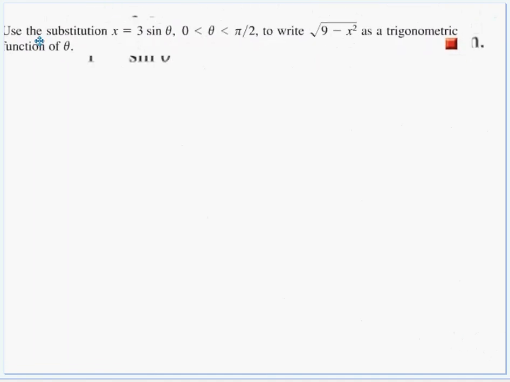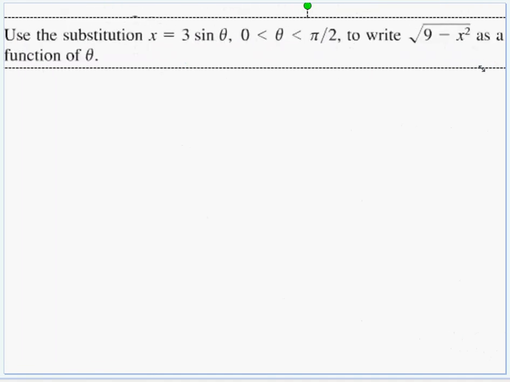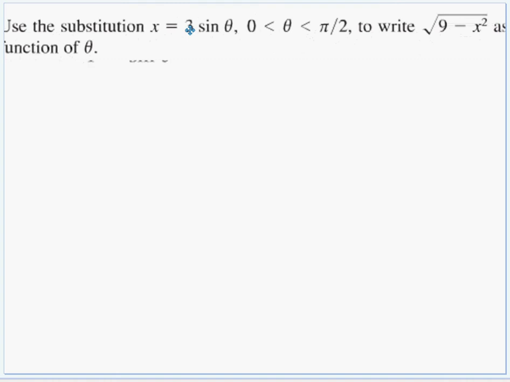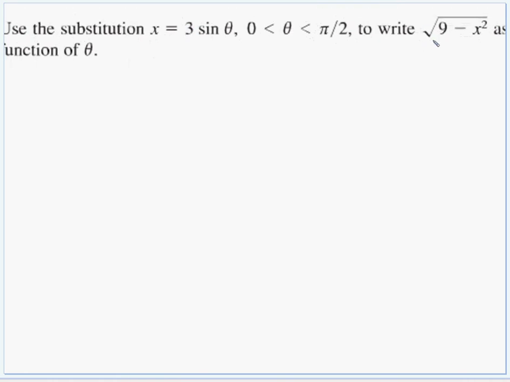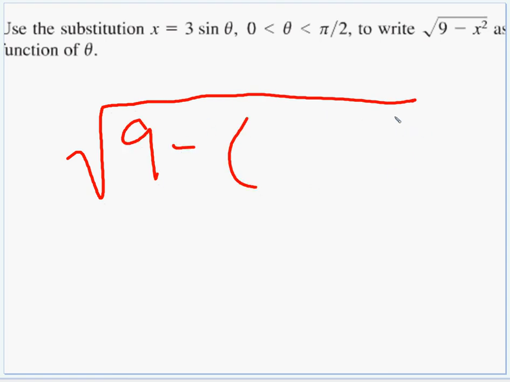And next, here we go. Again, these problems will always develop in a very routine way. Here is our original radical. So we've got the radical of 9 minus x squared, but I'm going to leave an empty set of parentheses for that x, because we're going to substitute x is 3 sine theta.